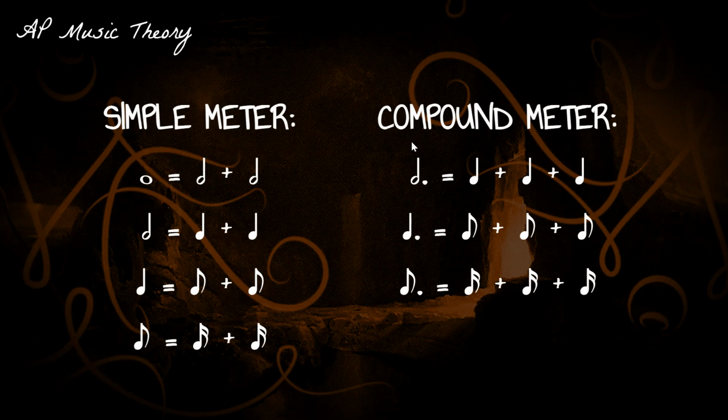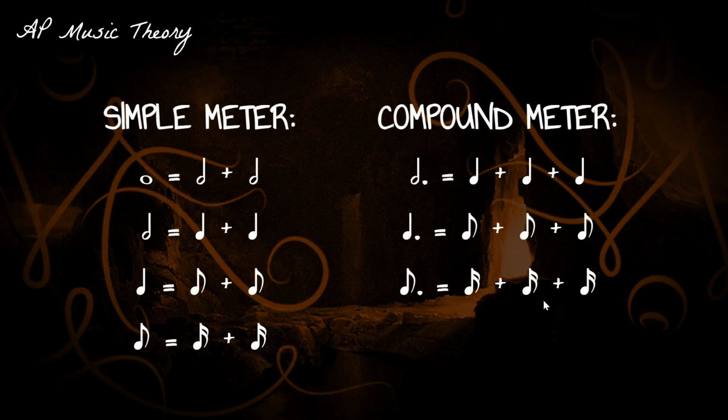The compound meter refers to a beat being divided equally into 3 parts. So compound meter normally has a dotted note as the beat. We have a dotted half, which divides into 3 quarters. We have a dotted quarter, which divides into 3 eighths, and a dotted eighth, which divides into 3 sixteenths.